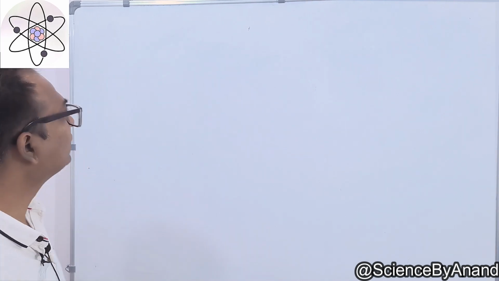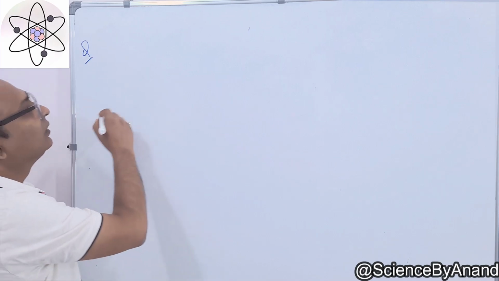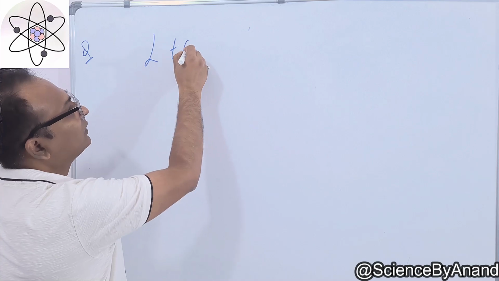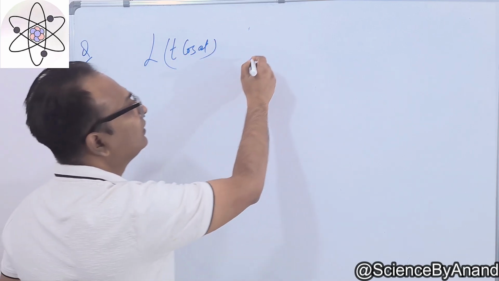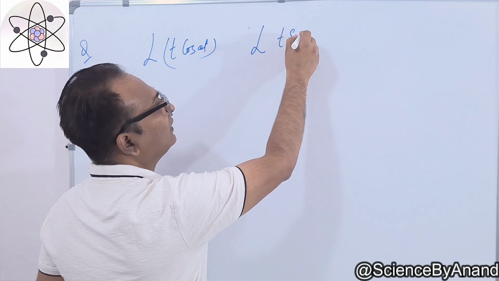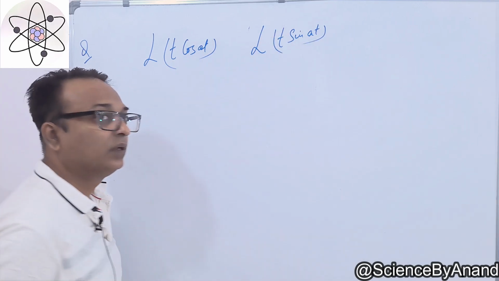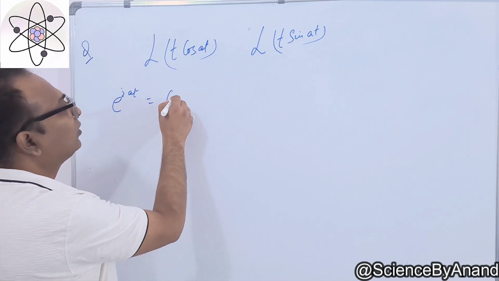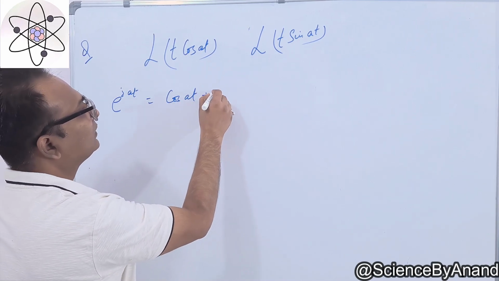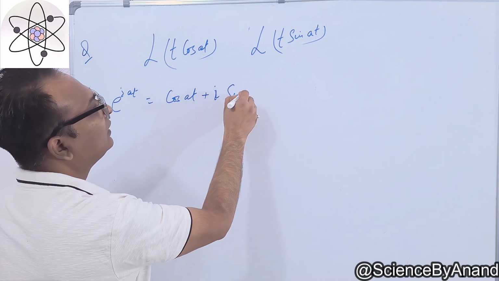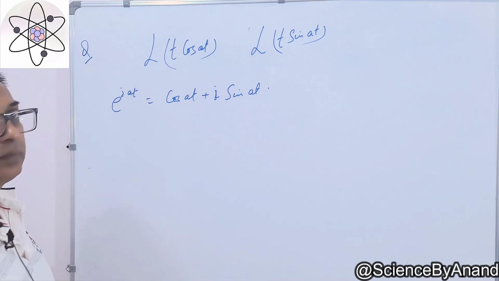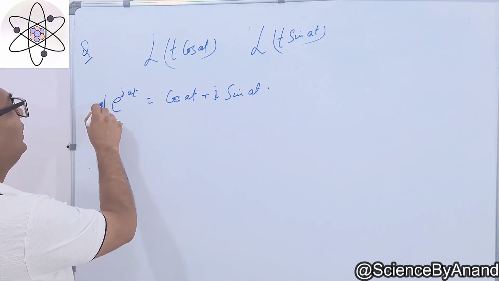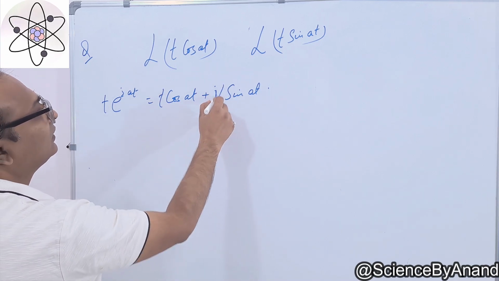There is a very beautiful question. It says find the Laplace transform of t cos at and Laplace transform of t sin at. What we do? If you remember, e to the power iat is given by cos at plus i into sin at. So if we multiply it with t, we will get this thing.